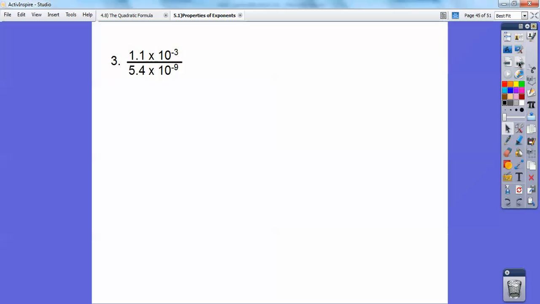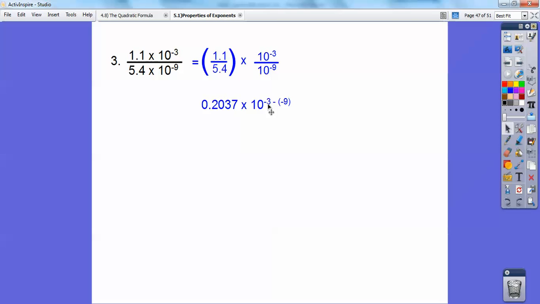All right, one more, you guys. Let's do a division one here. Here I'm going to combine the numbers and combine the tens with each other. This is 1.1 divided by 5.4. Here I'm going to go ahead and subtract these exponents. This is not between 1 and 10, so I'm going to have to move this to the right 1 spot. But let's take care of this here.